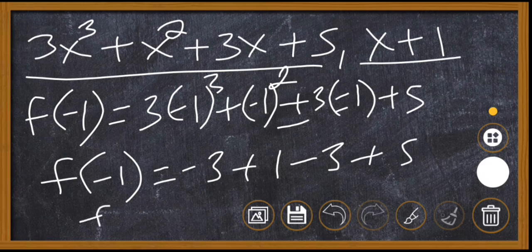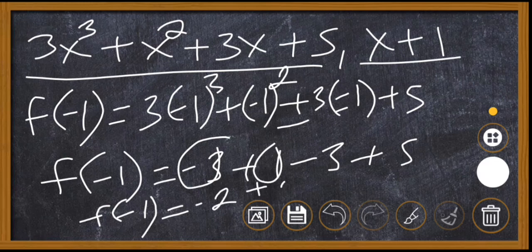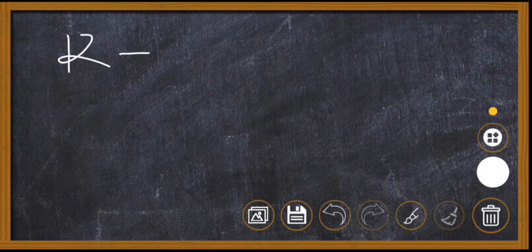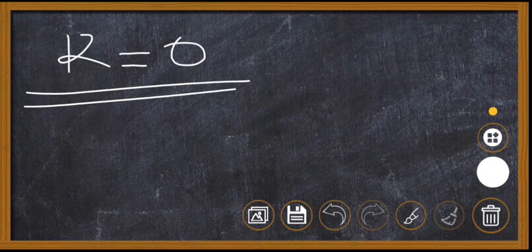So in this case then, we are going to have our value equals to, so negative 3 plus 1, it's negative 2. And then negative 3 plus 5, it's positive 2. So negative 2, let me write negative 2, then plus 2, it's simply what? 0. So in this case, our remainder is equal to 0. So that's how we use that method to find the values of the remainders.